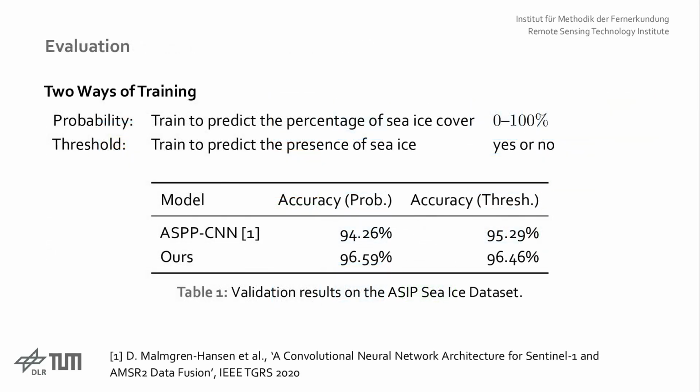We follow the given evaluation protocol that suggests 2 different methods of training. In the first one, we train the model to directly predict percentage of sea ice cover present at each pixel, so it predicts values in the range from 0% to 100%. The second method is to train on thresholded data, where the model only has to predict if any sea ice is present, making this a yes or no question. Then the accuracy is calculated for both of these approaches. And comparing to the original results, we can see that this contextual approach indeed improves the performance considerably.